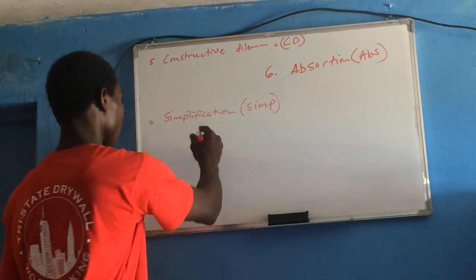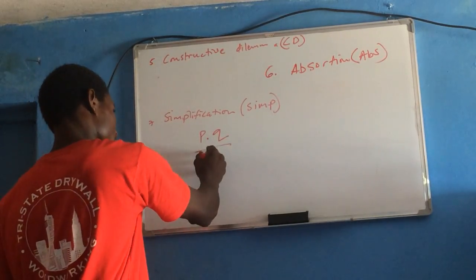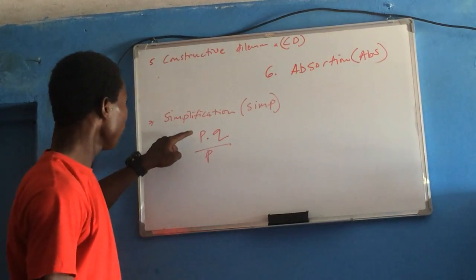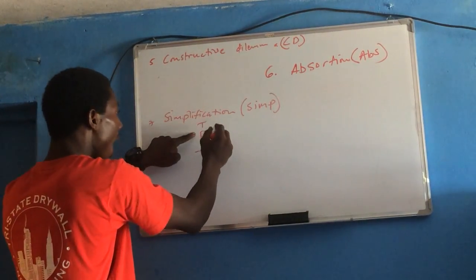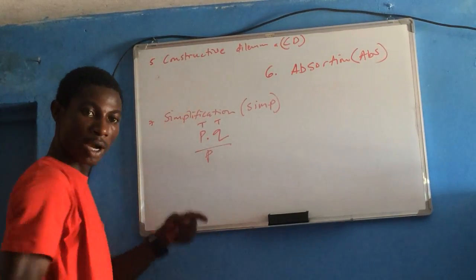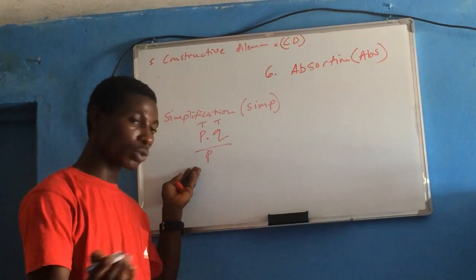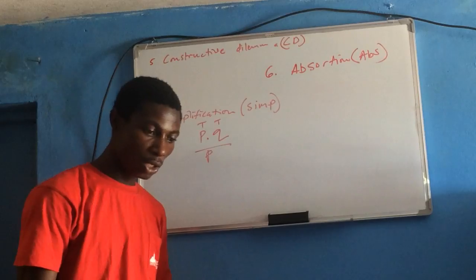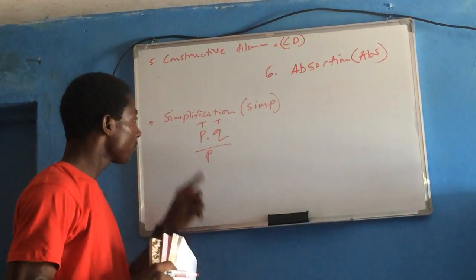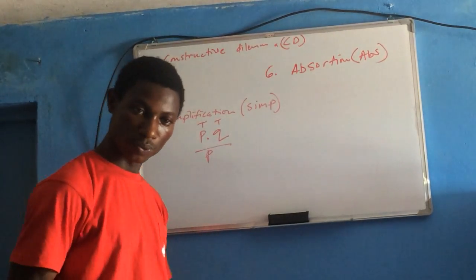Now let's look at this one: P and Q, therefore P. What this is trying to say is that if P is true and Q is true, it is also true that P is true on its own. So simplification is trying to say P is true. If P is true and Q is true, then it is also true that P is true.